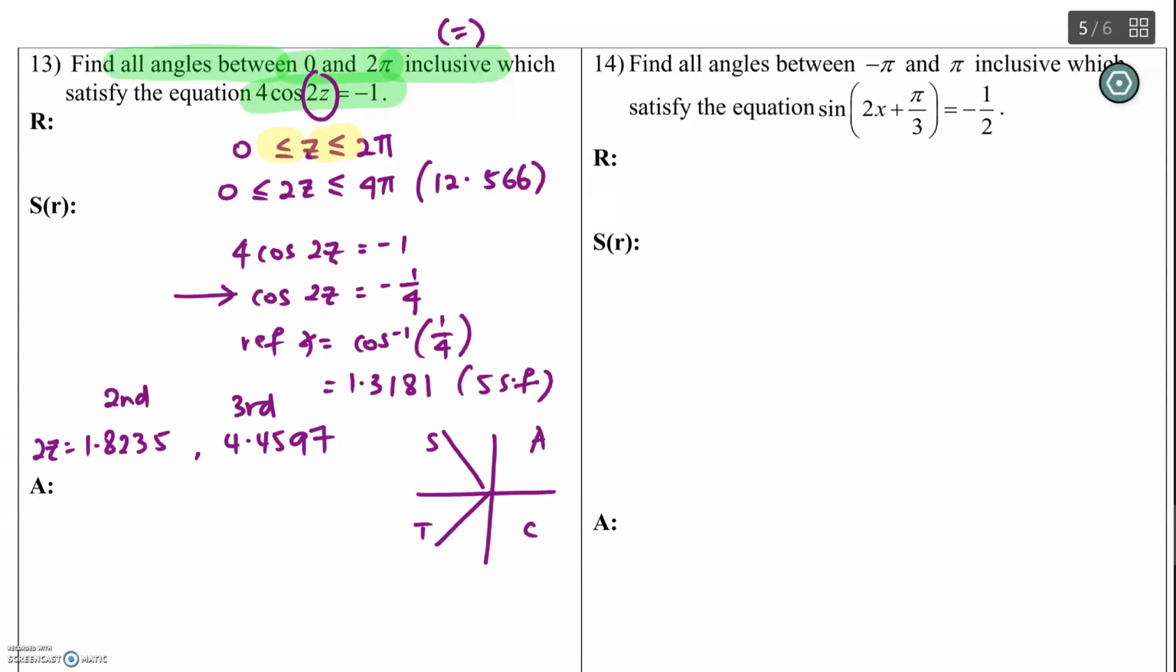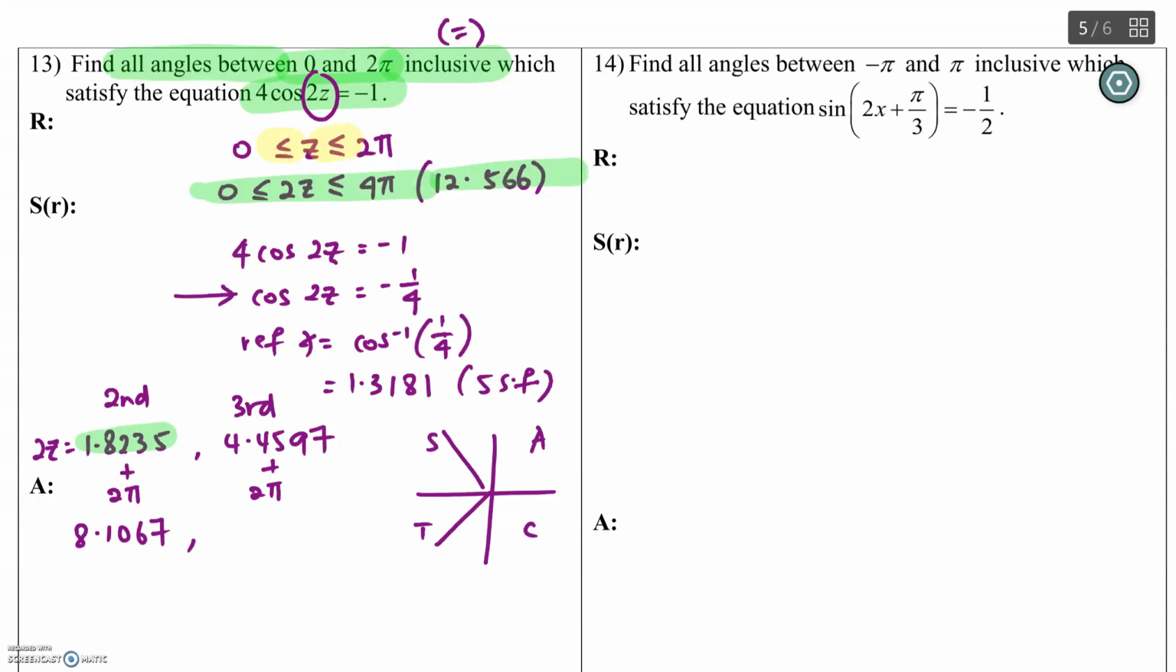4.4597. So we want to check whether all possible values of 2z have been found. So we realize that it's between 0 to 12.566. So second quadrant, we want to add another cycle plus 2 pi to check whether it lies in the range. So if you key into a calculator, you will get 8.1067.